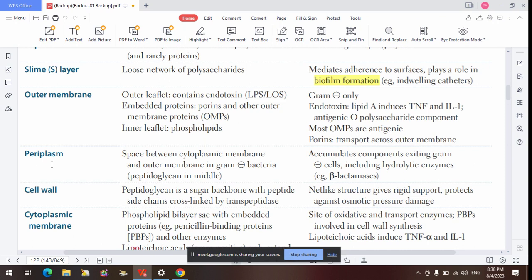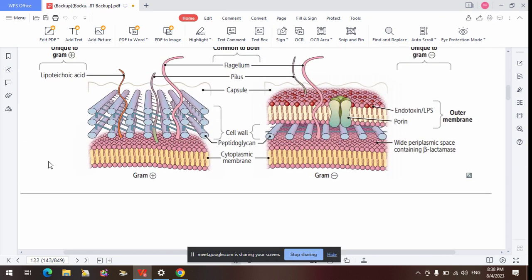Beta-lactams, they are antibiotics. Dr. Nabawale, is this periplasm shown like in that diagram you showed us? Yes, it is there. It is there.